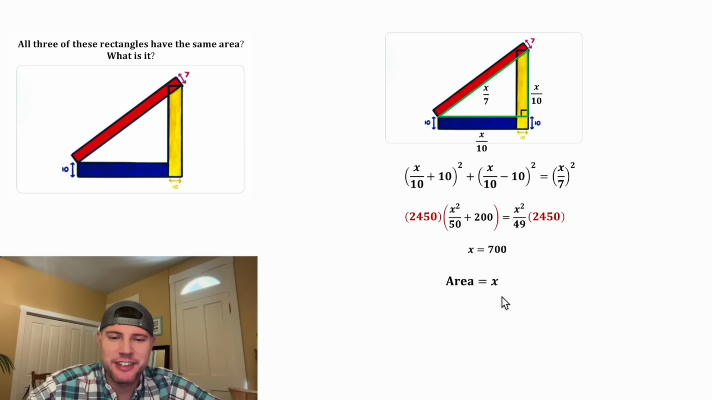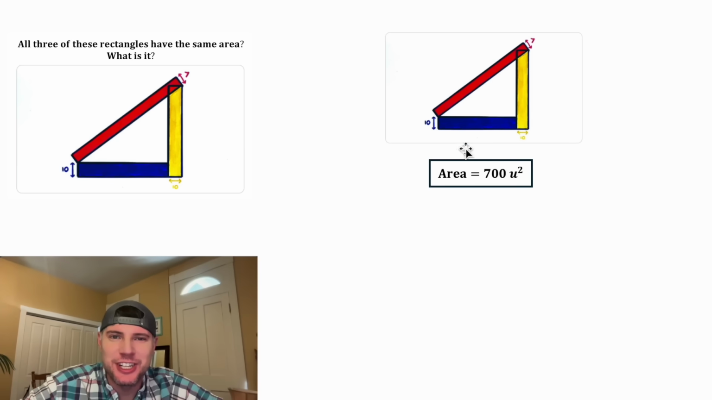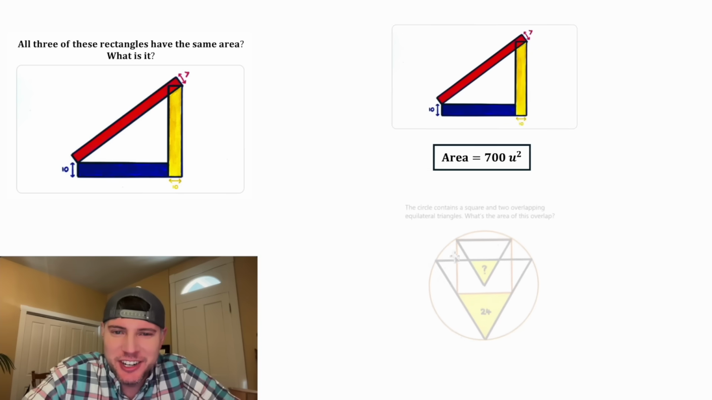In the place of this x, let's plug in 700, give it a label of square units, and put a box around it. And that is the answer to our question. Each of these rectangles has an area of 700 square units. How exciting. And here's the next puzzle.